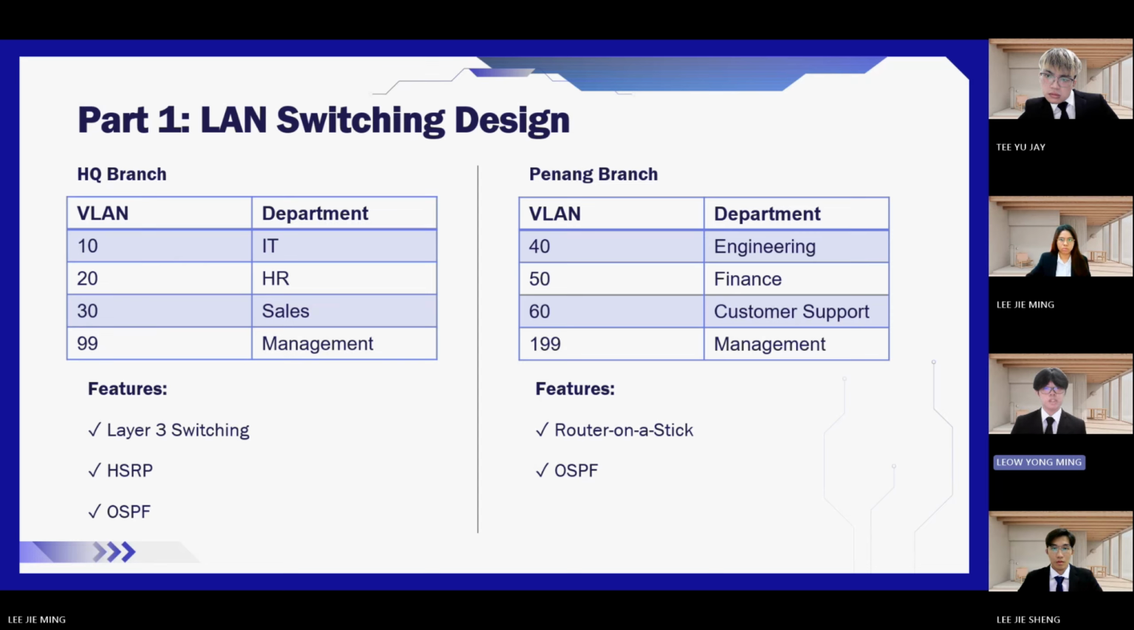The HQ network uses 2 layer 3 switches to support inter-VLAN routing and HSRP redundancy, while the Penang branch uses a layer 3 switch connected to a router.